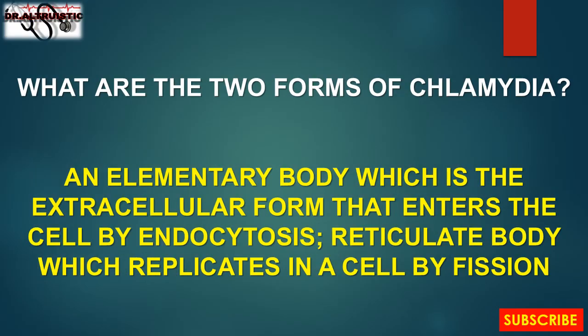What are the two forms of chlamydia? An elementary body, which is the extracellular form that enters the cell by endocytosis, and a reticulate body, which replicates in a cell by fission.